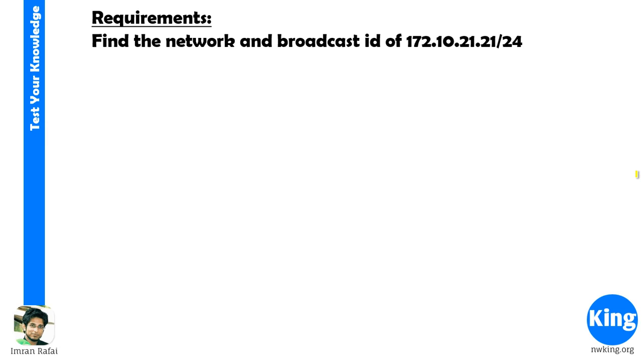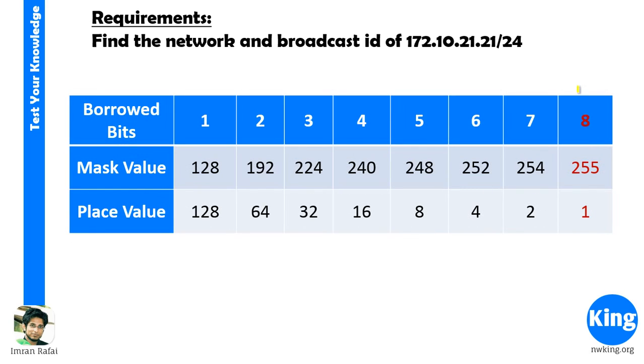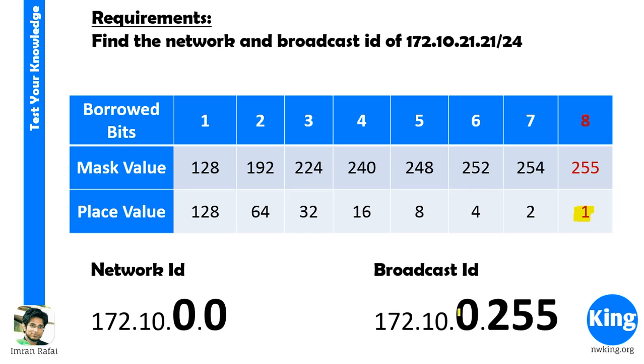That means the 8 bits in excess of 16 have been borrowed. So the 24th bit comes in the 3rd octet, right? And the place value is 1. That means we need to add 1 to the 3rd octet to keep getting subsequent network IDs. What is the first network ID? We know this, 172.10.0.0, like you see here, and the broadcast ID is 0.255.